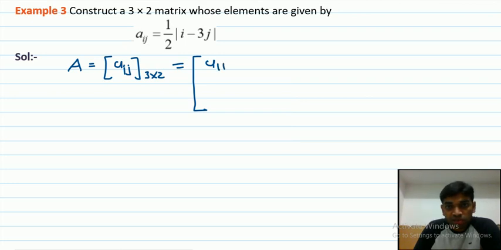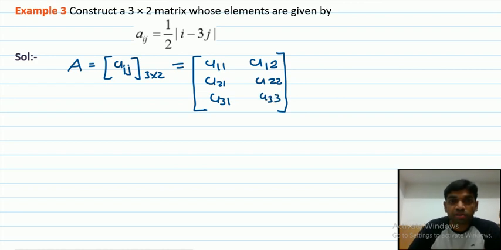So this first element, which is first row first column, that is a11. This is first row and second column, so we can write a12. As we always have 3 rows and 2 columns, we close the bracket. Again second row and first element, second row and second element, third row and first element, third row and second element. So this aij means a11, a12, a21, a22, a31, a32.